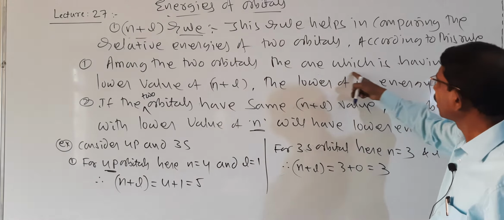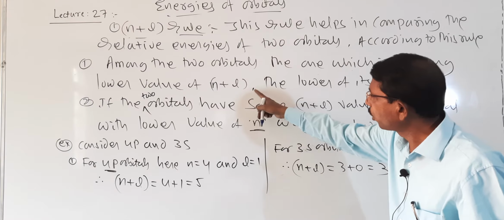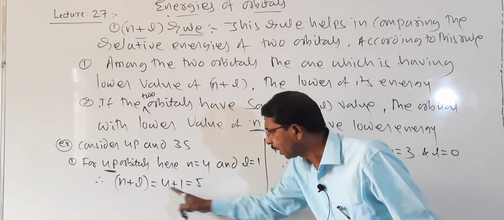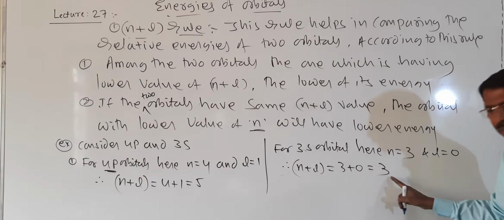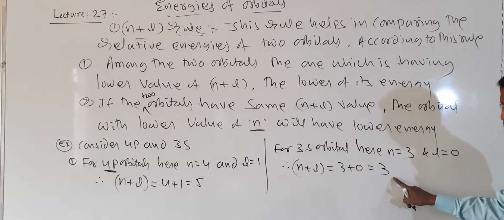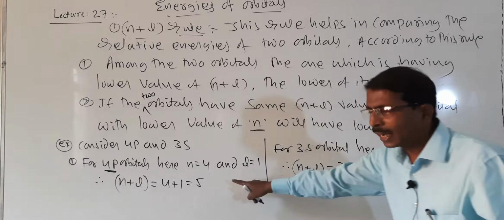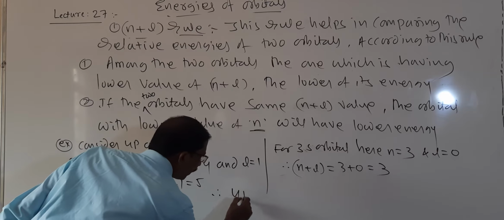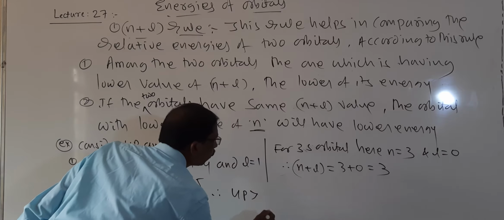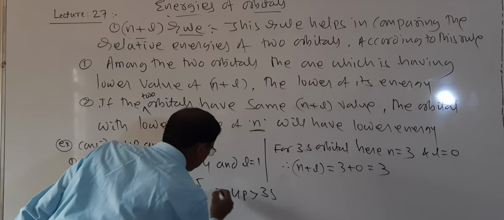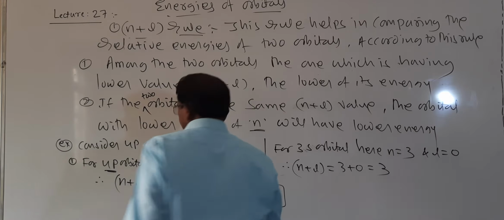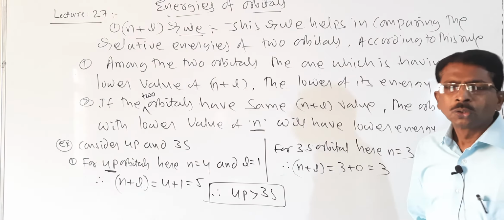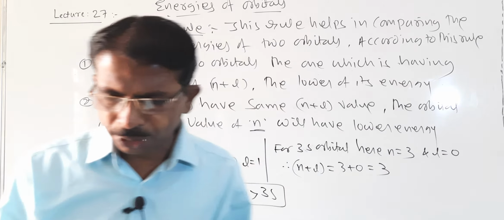Among the two orbitals, the one which is having lower value of n plus L: its n plus L value is 5 and its n plus L value is 3, and which is lower one? This is lower one and this is a higher one. So therefore here what is our conclusion? So 4p is greater than 3s. Look here, the energy of 4p is greater than 3s. So 4p is having more energy.